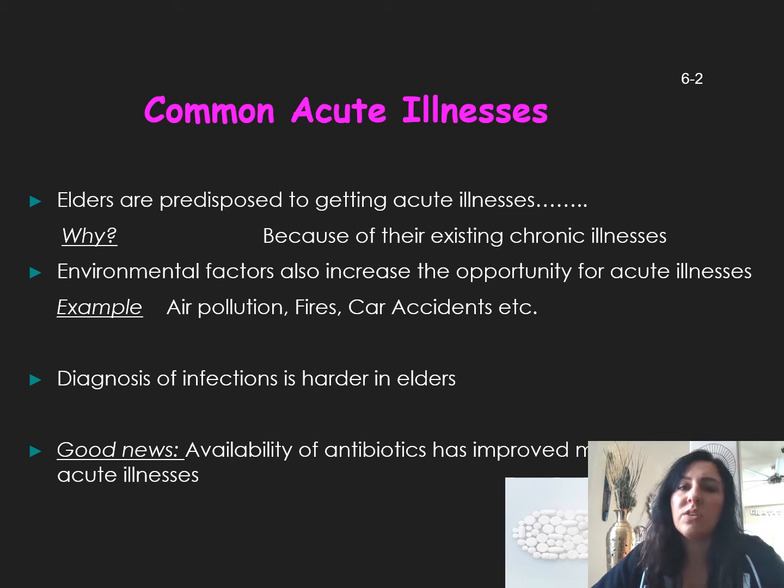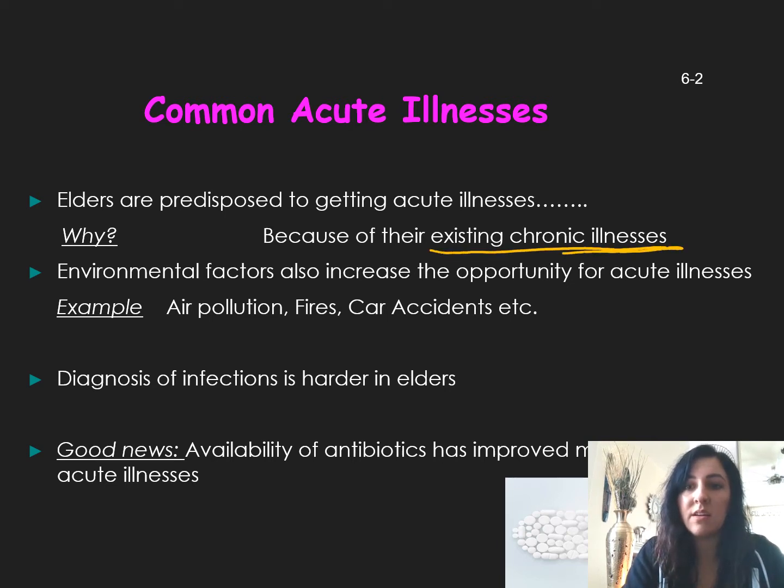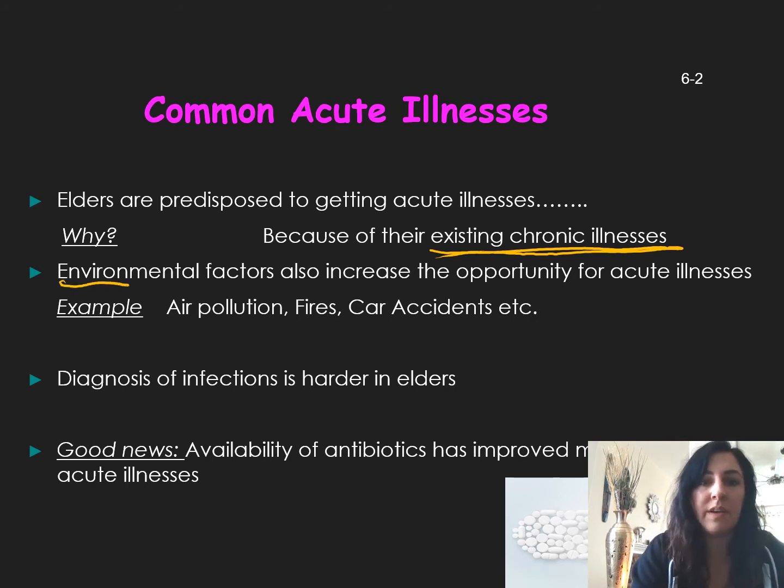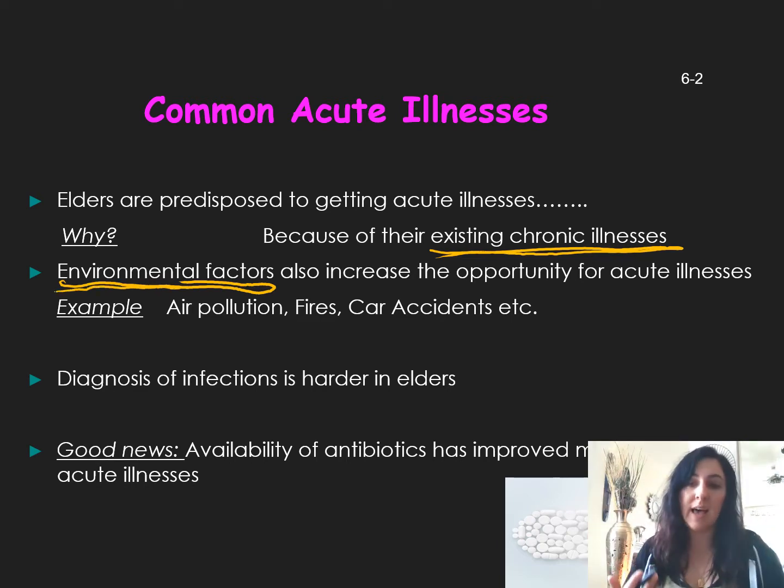Okay, so older adults are predisposed to getting acute illnesses or acute diseases. And why? It's usually because of their existing chronic illnesses. Okay, it's usually as a result of what they already have going on, or it stems from that. So environmental factors are also going to increase the likelihood or the opportunity for acute illnesses to happen as well, right? So you can get into car accidents, fires can happen, just all these crazy things that normally happen in the environment, and that's just for everybody. Okay, not necessarily focused on older adults, but environmental factors increase the opportunity for acute illnesses to happen in anybody.